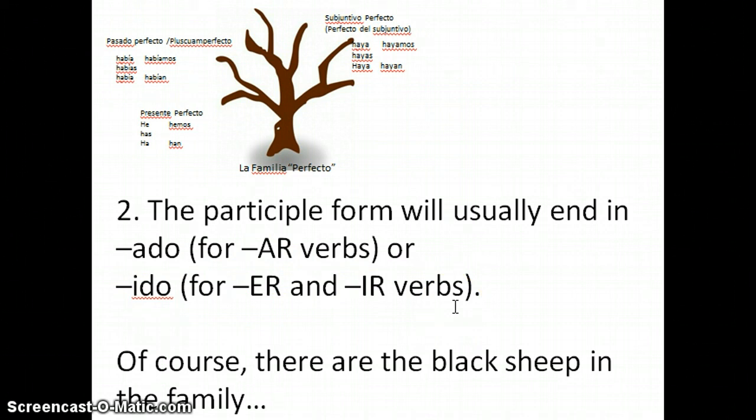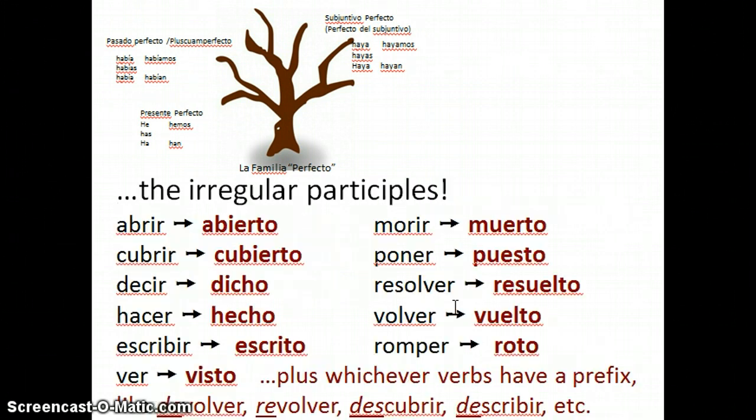Of course, there are always going to be the black sheep in the family. Any family has the black sheep. And in Spanish, those are the irregular participles. Now, we have learned those before, but I know many of you probably need a refresher on that. So, yes, abrir goes to abierto, cubrir to cubierto, decir goes to dicho, hacer to hecho, escribir to escrito, morir to muerto, poner to puesto, resolver, resuelto, volver, vuelto, romper, roto, ver goes visto.